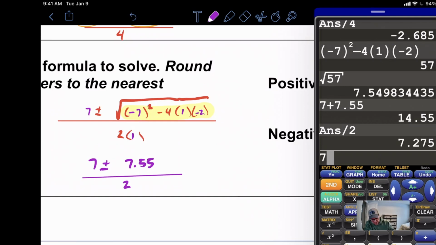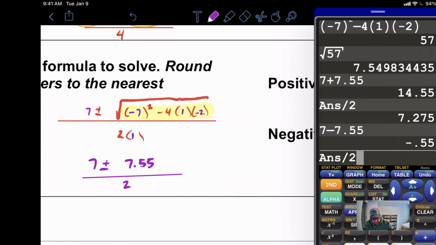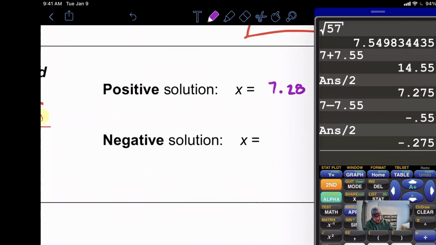Now let's do the minus. 7 minus 7.55. We get that number. Divide that by 2. We get negative 0.275. Again, that 5 is going to round that 7 into an 8. So 7.28 and negative 0.28 will be our two answers.